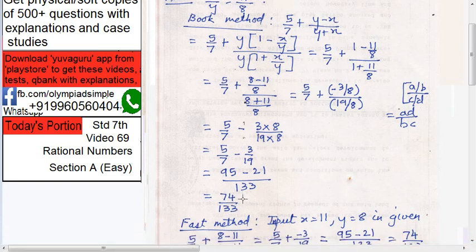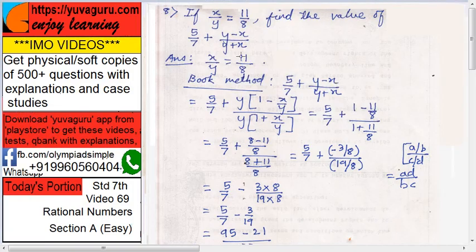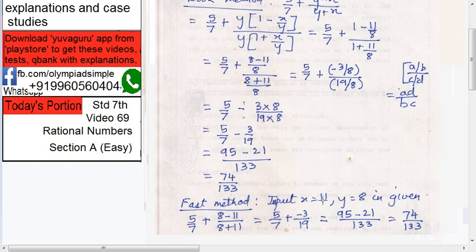Now this is a long method. It's given in the books. Now I'll give you the fast method. What is given? X upon y equals 11 upon 8. Take x equals 11 and y equals 8 and put it in this expression given. Input x equals 11, y equals 8 in the given.